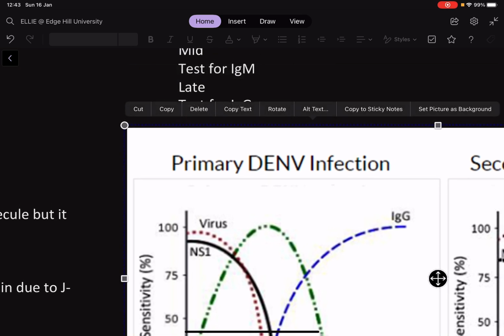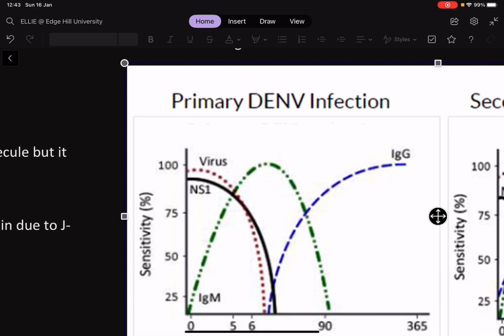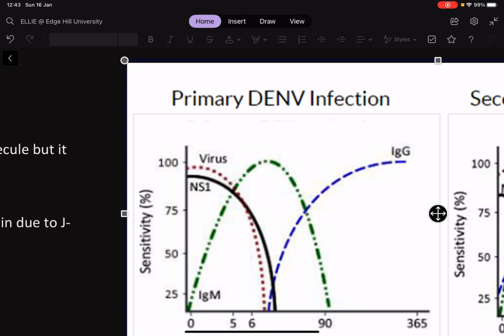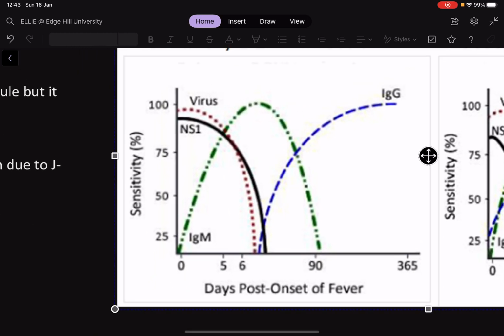But quite quickly after you become ill, the viral RNA itself and the antigen will start dropping off. Very soon after you actually become ill with the virus, the amount of RNA and antigen decreases, and you may not be able to detect it after a few days or a couple of weeks.